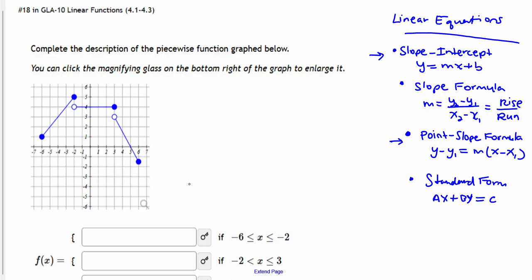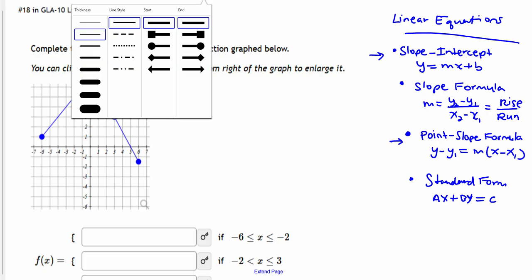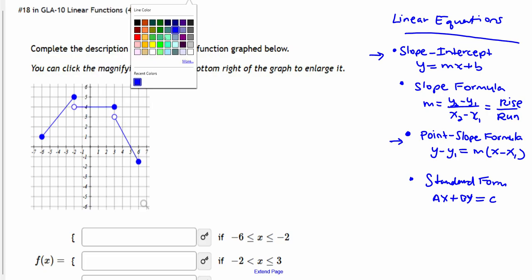So for this one, I think we're going to be using point slope formula because it's going to be easy for me to grab a point from each piece, and then I can visually count rise over run. So that's going to be my approach. There are other ways I could do this, but that's the way that jumps out at me and seems like it's going to be the most efficient. Okay, so let's start with this point here.